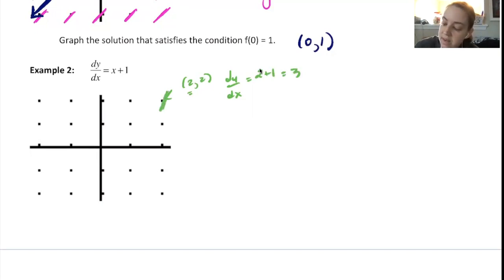Now, this has an x coordinate of 2 as well. And in fact, everything here vertically has an x coordinate of 2. So all of these have a slope of 3.